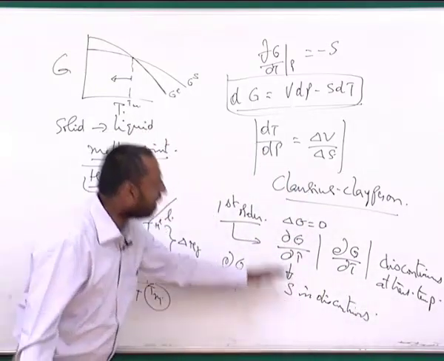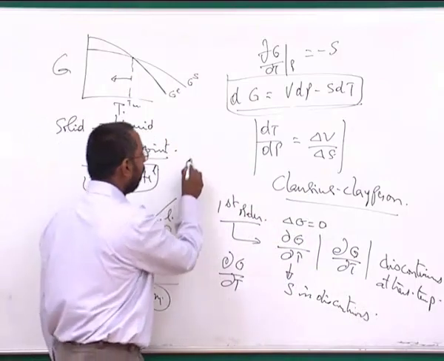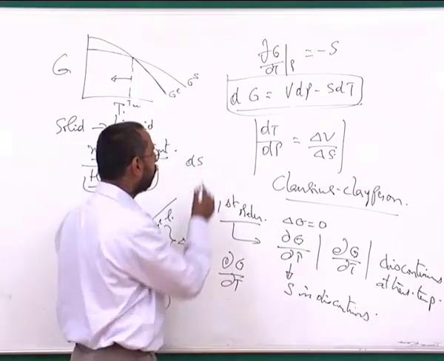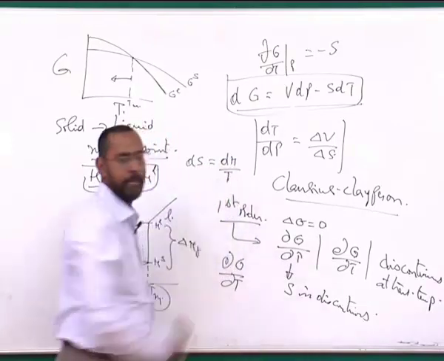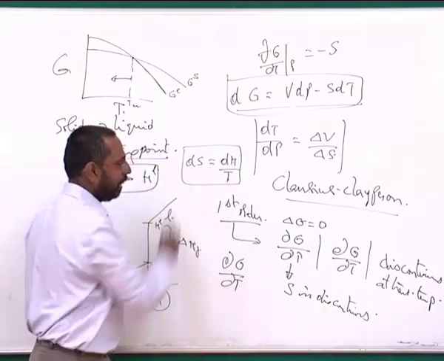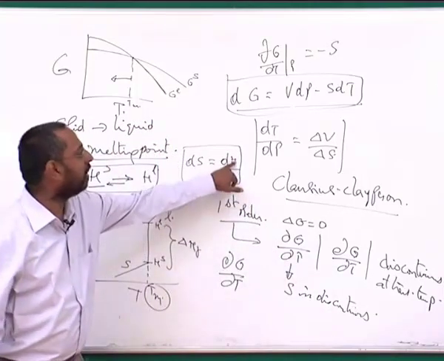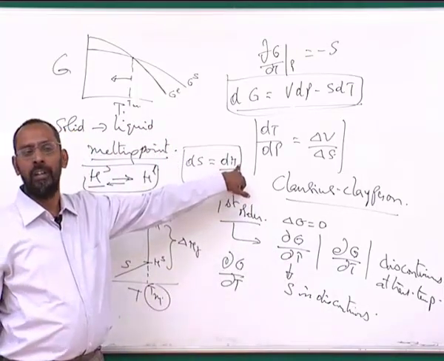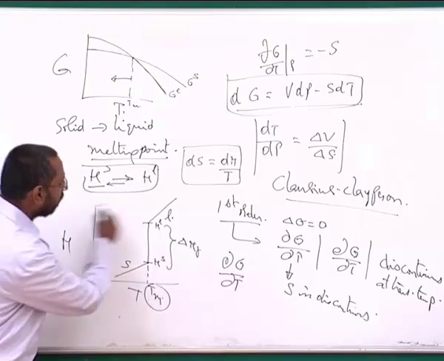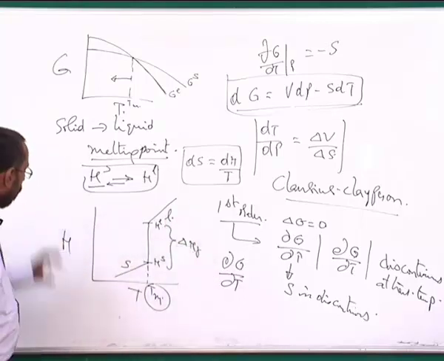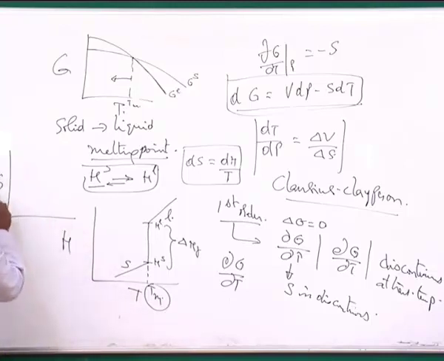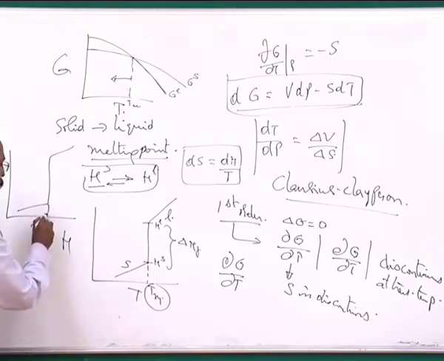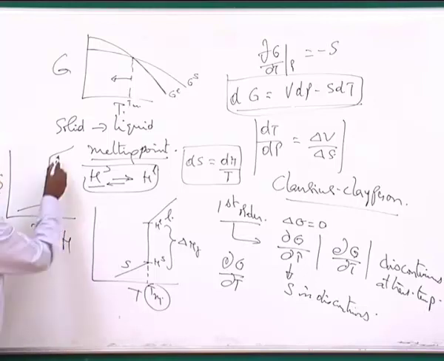And because S is related to H, because our definition of entropy from the second law of thermodynamics is such that dS is dH by T, if S is discontinuous, then H is also discontinuous. So as a result, you will see this kind of relation. So if I plot H versus temperature, or if I plot S versus temperature, you will see there is a discontinuity at the transformation temperature, which is the melting point.